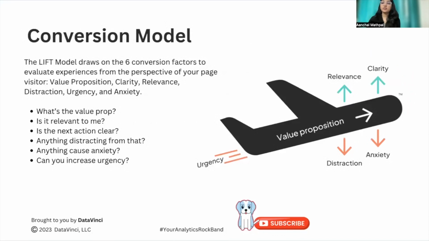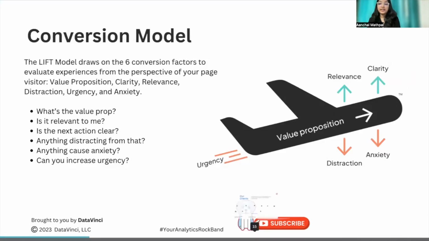There are various conversion models in the market that you can follow to create a landing page, like the behavior model or the AIDA model. But for now, we'll talk about the LIFT model. Essentially, the LIFT model has 6 conversion factors: value proposition, relevance, clarity, distraction, anxiety, and urgency. And essentially, you're trying to answer these 6 questions on your landing page. What's the value proposition? Is it relevant to the audience? Is the next step clear? Is there anything distracting from that?